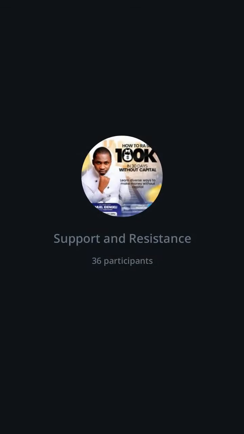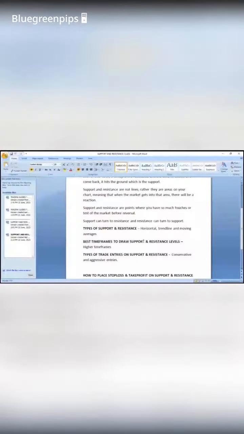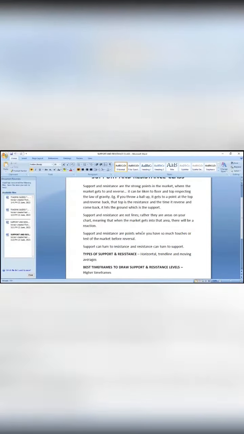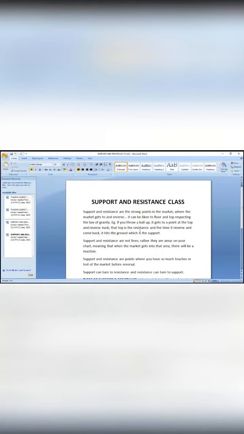Now, types of support and resistance. We have horizontal support and resistance. We have trend line. We have moving average support and resistance. And I'm going to show you the best time frame to draw support and resistance, which the market respects so well. I'm going to show you how to enter on a support and resistance using conservative entry and aggressive entry. Now, let's go down to the practical aspect of it, whereby I will be touching all these things that I've been talking about here.